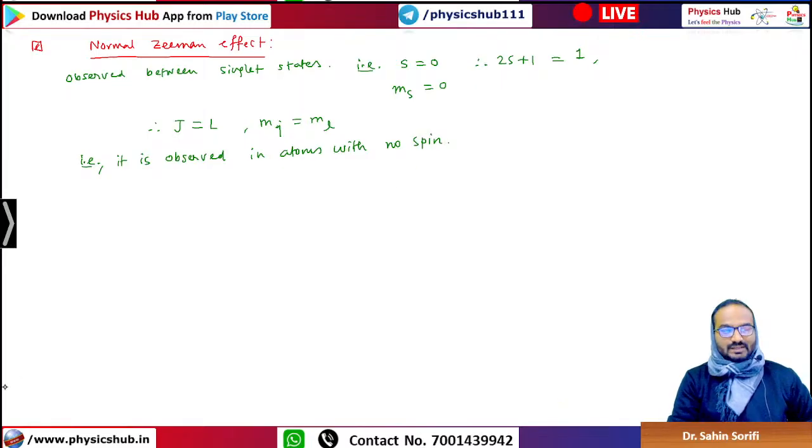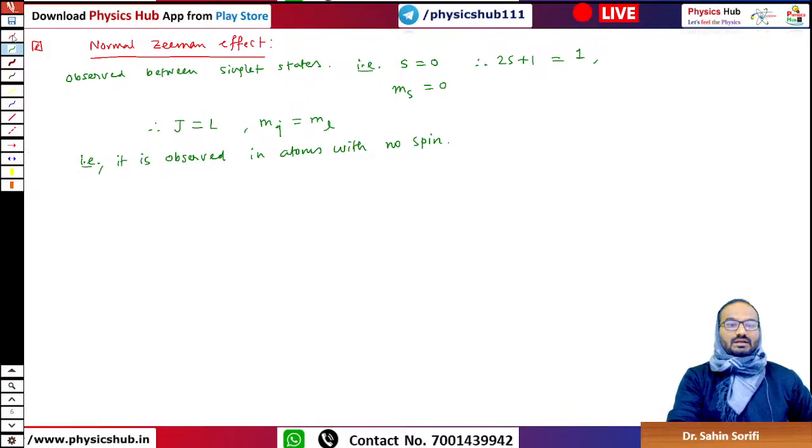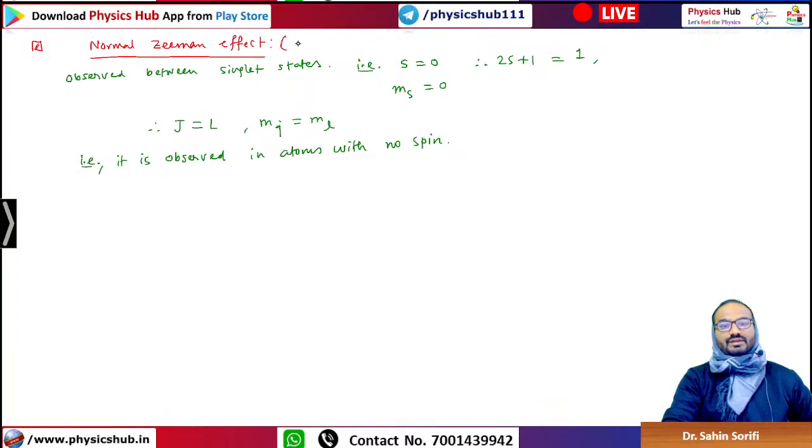Okay. What is the next condition? Another condition, normal Zeeman effect, is a weak field effect. If the magnetic field strength is weak and the atom has no spin, then only we can have this normal Zeeman effect. And for this normal Zeeman effect, we have the following selection rules.